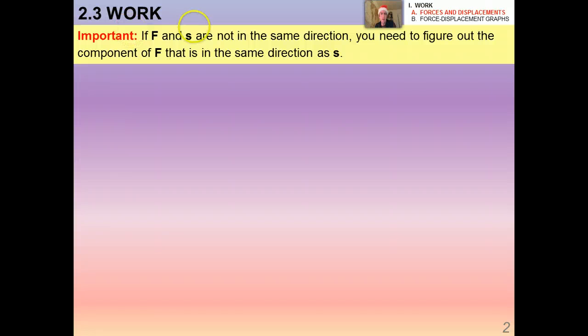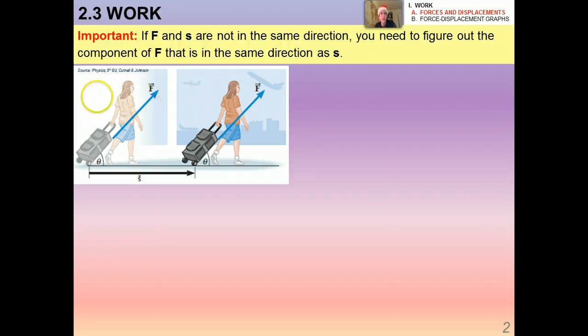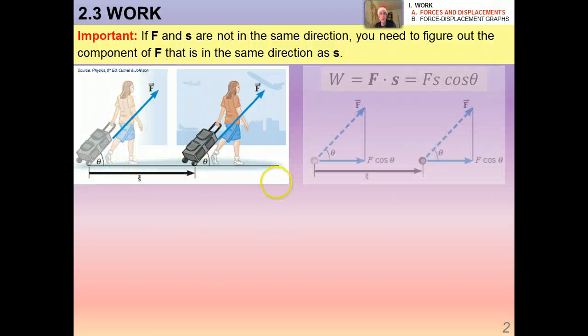So again, important. If F and S are not in the same direction, you have to figure out the component of F that is in the same direction as S. But the cosine theta term in that previous equation takes care of that for you. Okay. As an example, there's a girl pulling a suitcase at an angle theta, applying a force to it through an airport. Okay. All right.